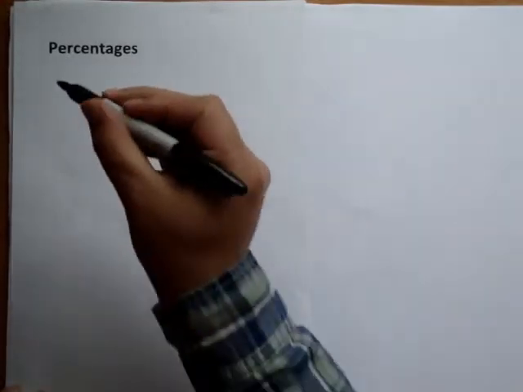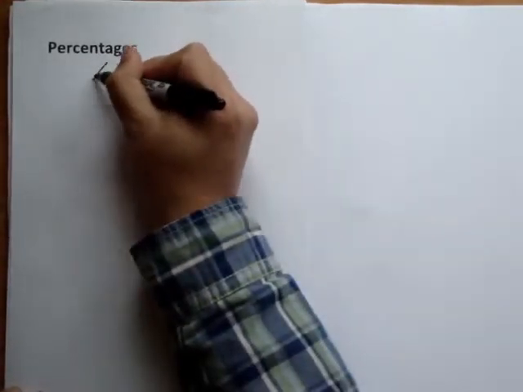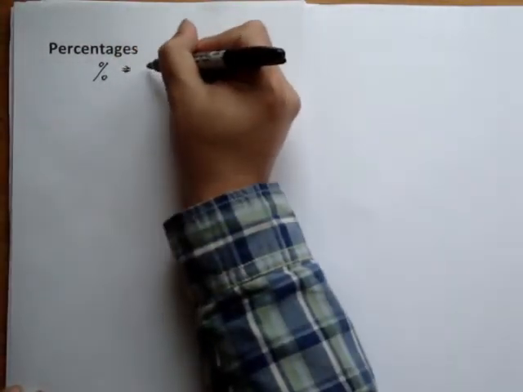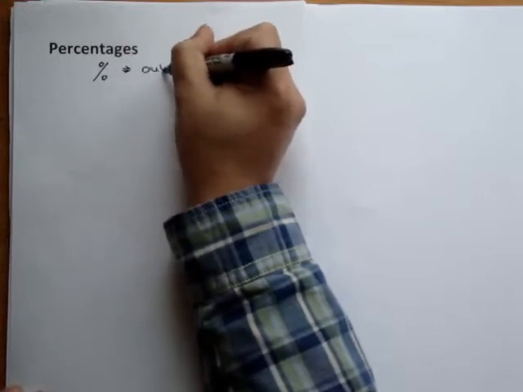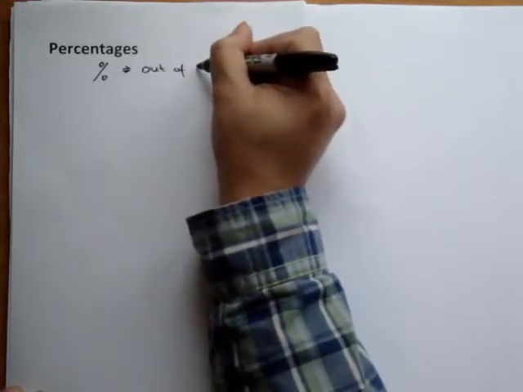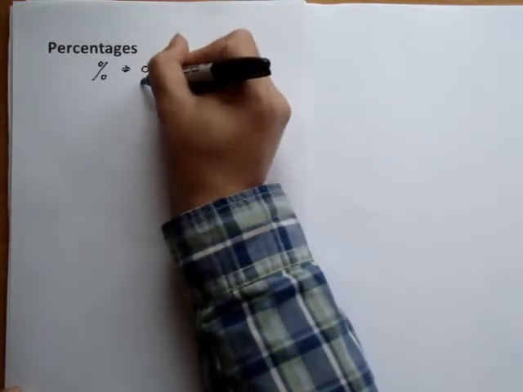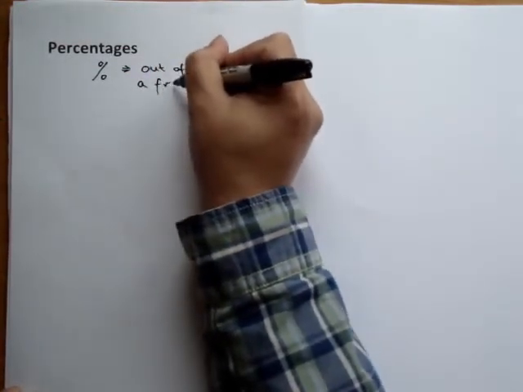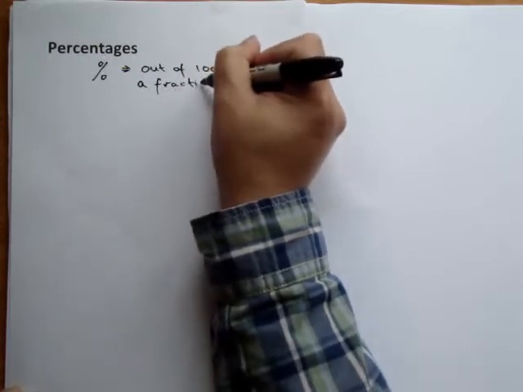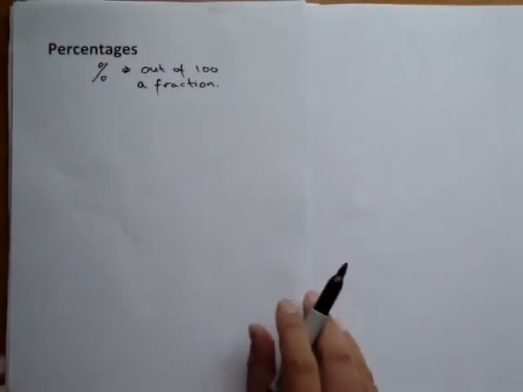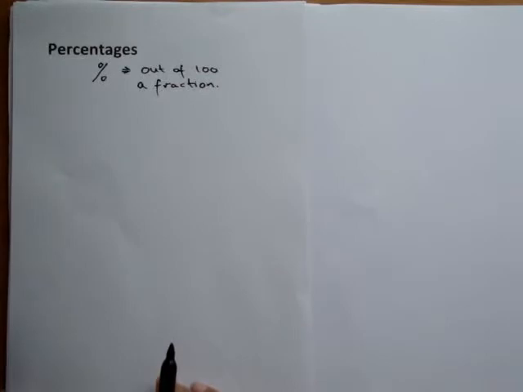When we talk about percentages, we write the percentage symbol as a line or two circles, and we generally take this to mean out of 100. And we can express this as a fraction. Also, percentages, fractions and ratios and scale factors are linked together.